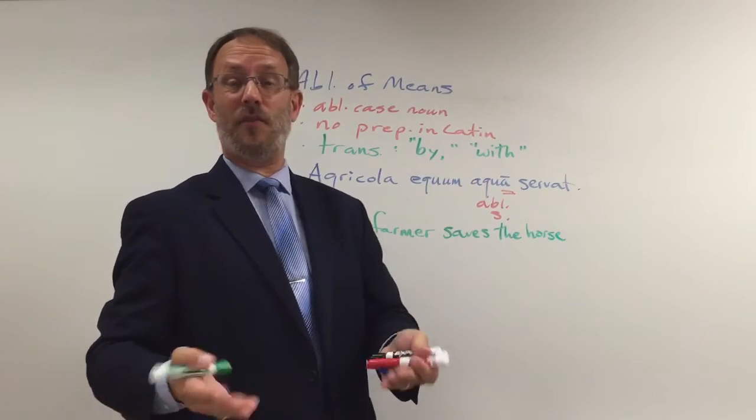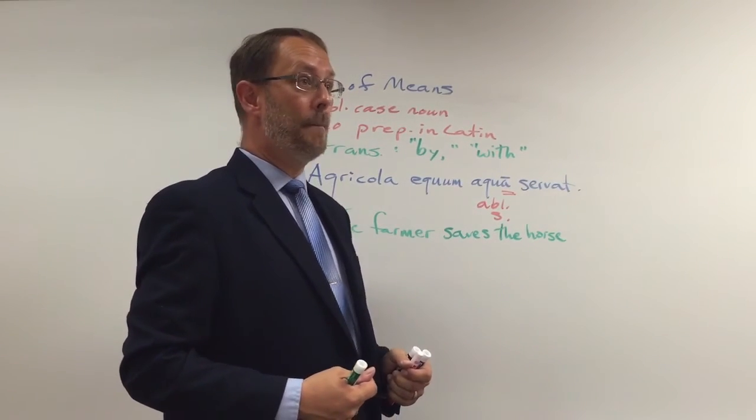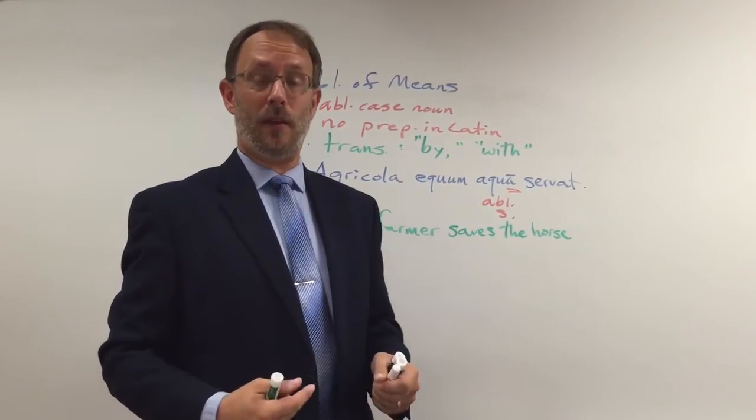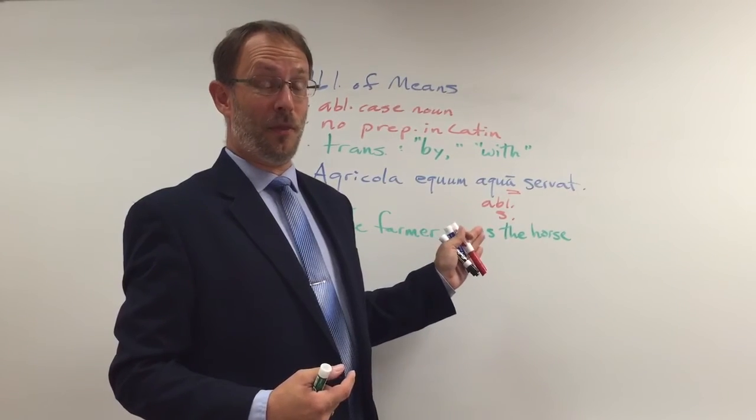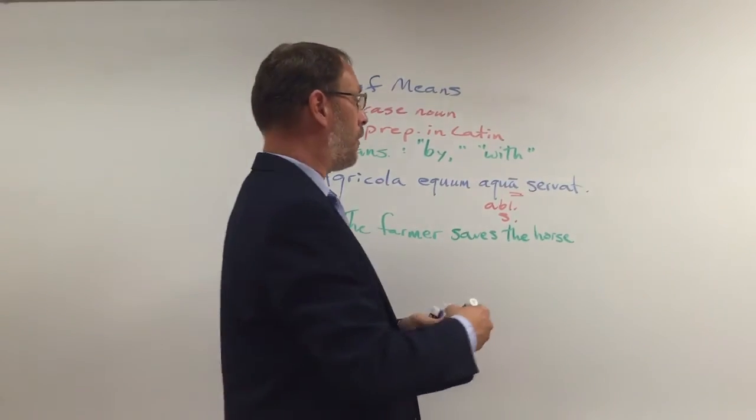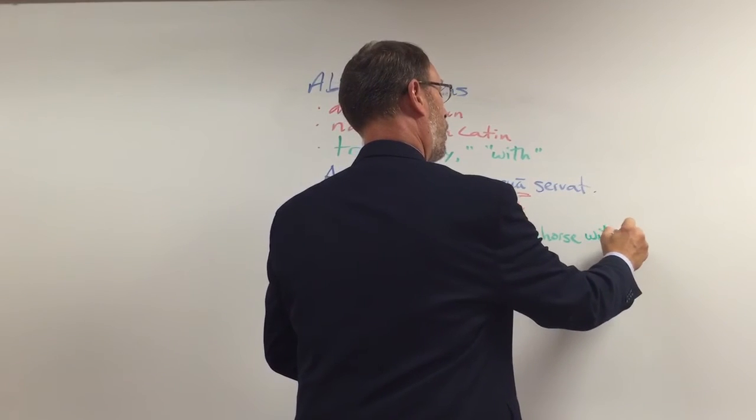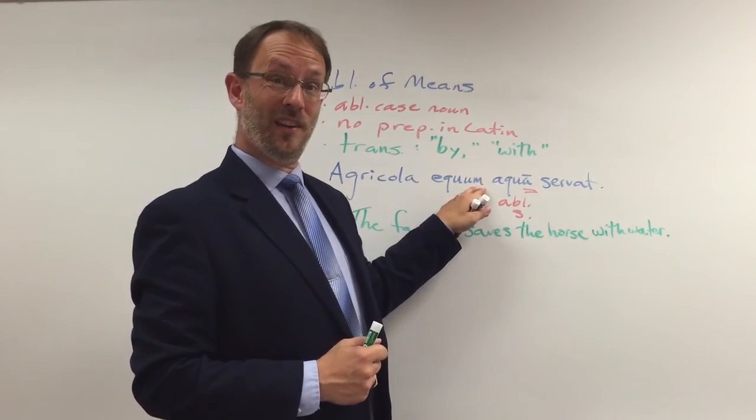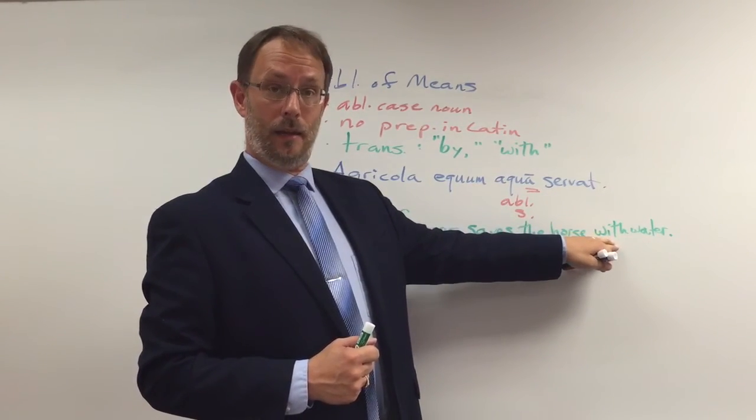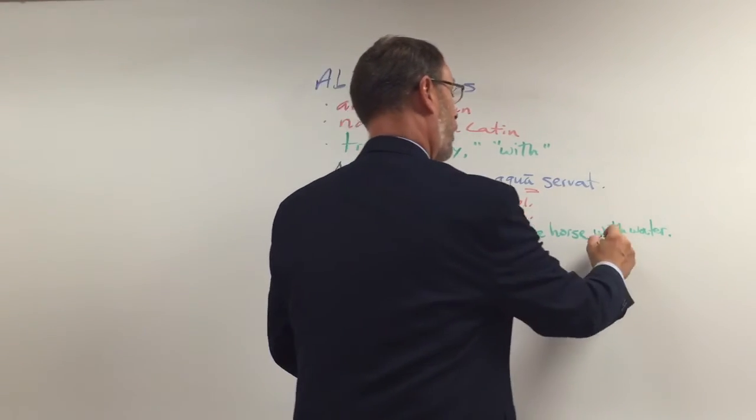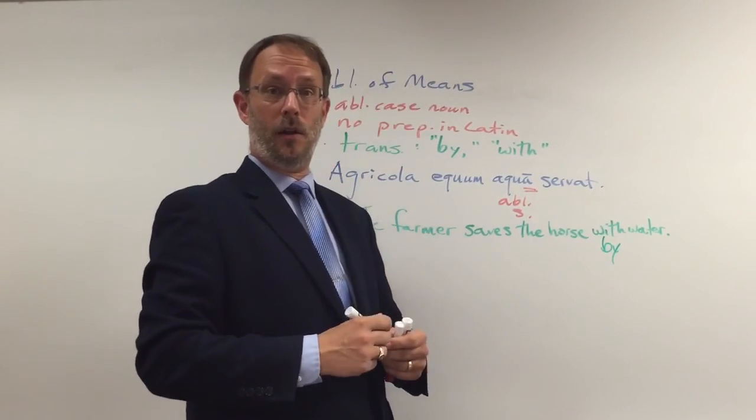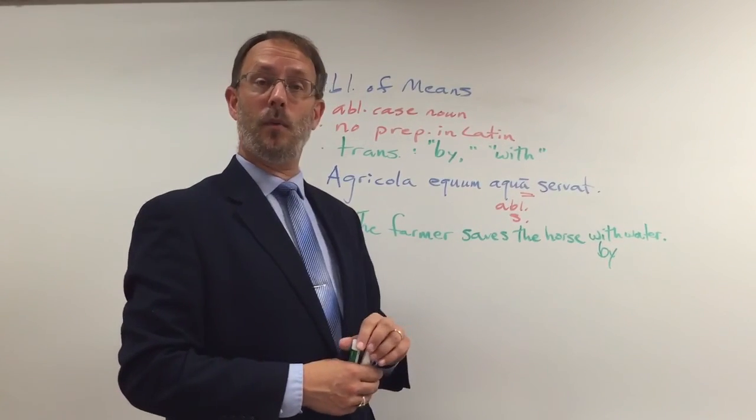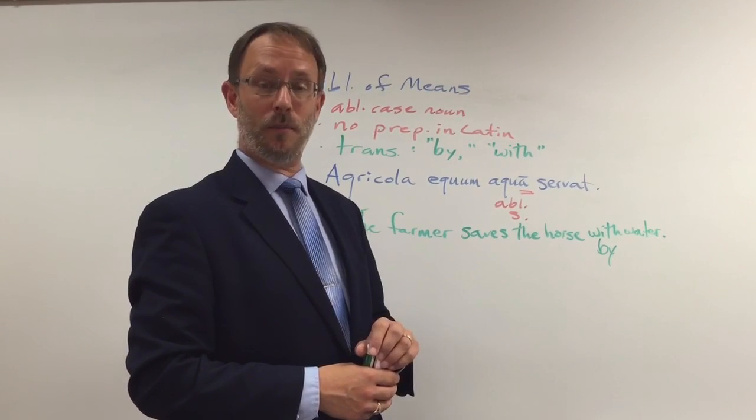Maybe the horse is hungry, so you could save the horse with food, right? Maybe the horse was ill, and you could save the horse with medicine. Apparently in this sentence, the horse must have been thirsty because the farmer saves the horse with water. And no, there's no preposition for "with" here in the Latin. We simply put it in the English. And if you prefer, you could have said the farmer saves the horse by water. That was the means that he was using to save the horse. And that's what we mean when we talk about ablative of means.